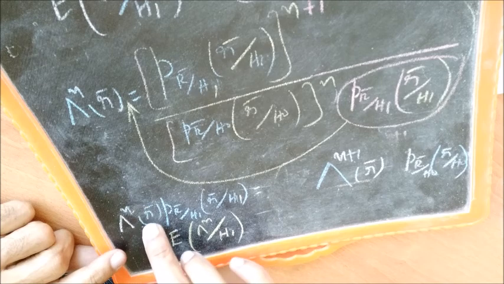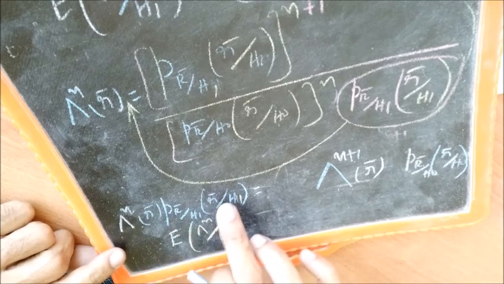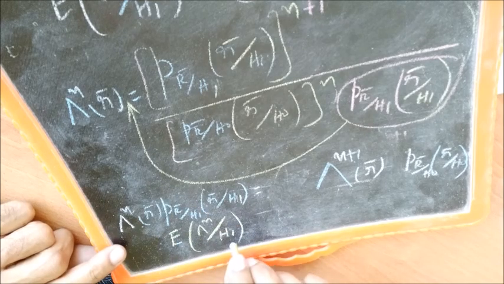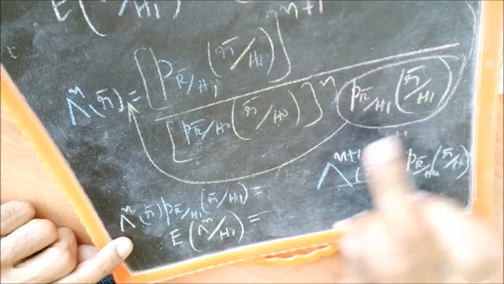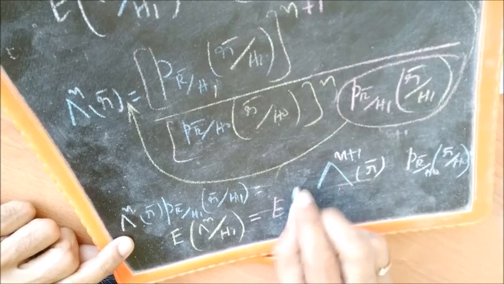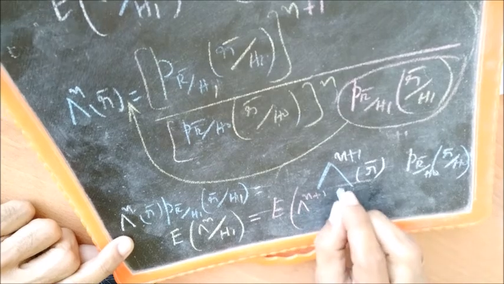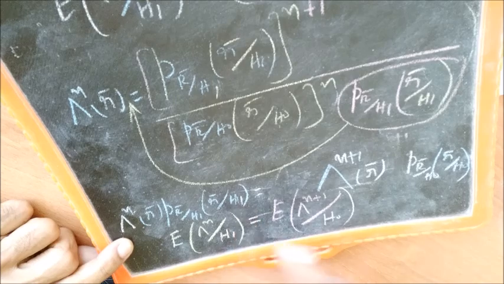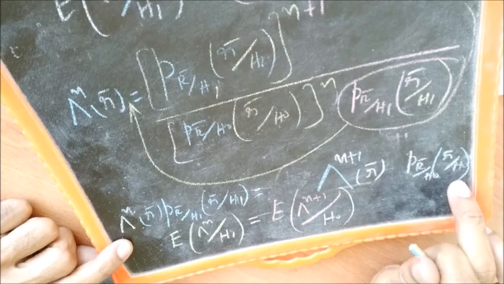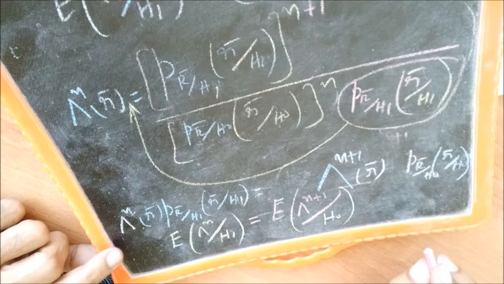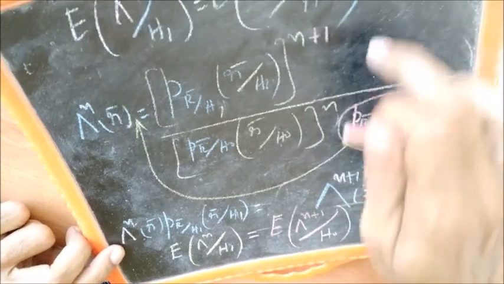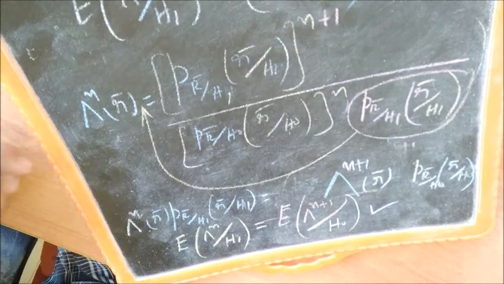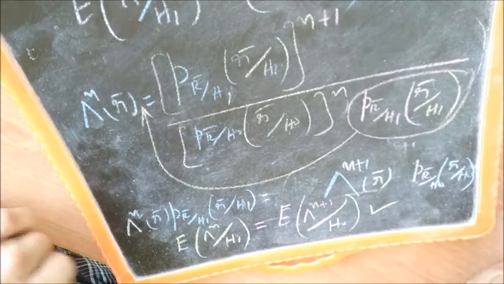You can treat this as a function of r, that is f(x), and this is the density function of x, that is the density function of r. So you integrate, you get the expected value of lambda raised to n given h1 equal to, and this will be expected value of lambda raised to n plus 1 given h0, because this density function is of r given h1, this density function is of r given h0. So this is what we were supposed to prove. That completes the solution to part A or part B of the question.